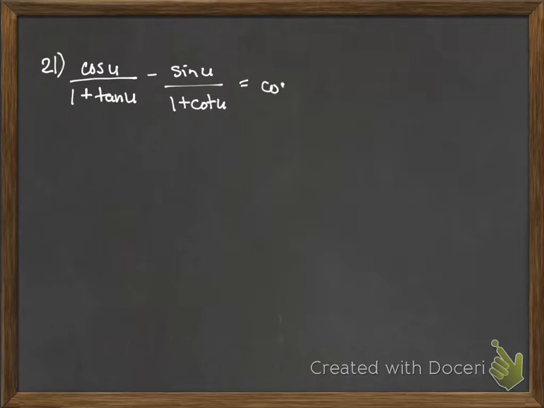Number 21 says I have cosine u over 1 plus tangent u, minus sine u over 1 plus cotangent u, and that equals cosine u minus sine u. Since this left-hand side looks so much more complicated, I'm going to work on that side. What I did was rewrite everything in terms of sines and cosines.